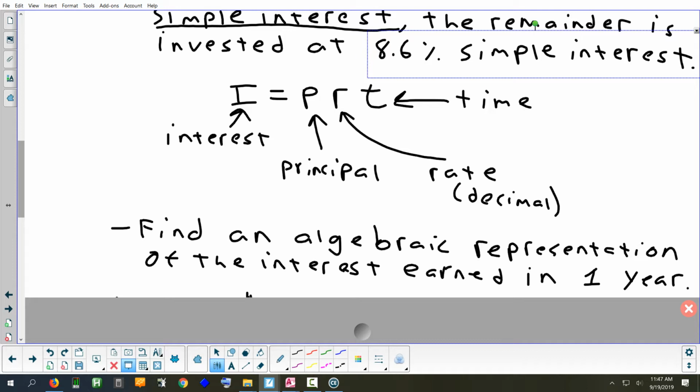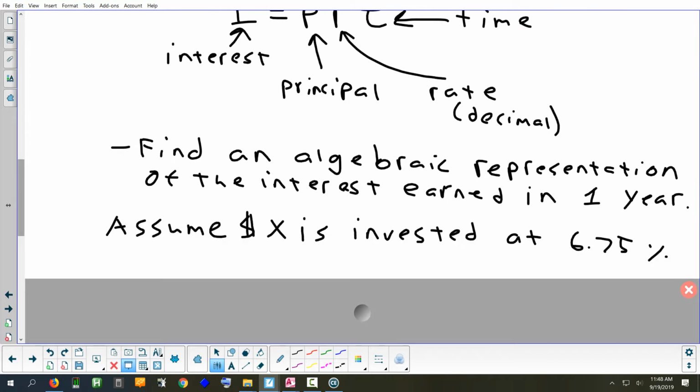Now, we don't know how much money he puts in either one of them. All we know is he has a total of how much money? 20,000. He can split it up any way he wants. He could put 19,000 in one, he could put 1,000 in the other. He could do it equal, 10,000 and 10,000. Since we don't know how much money he's going to invest, let's let X be the amount of money that he puts in the 6.75% investment.